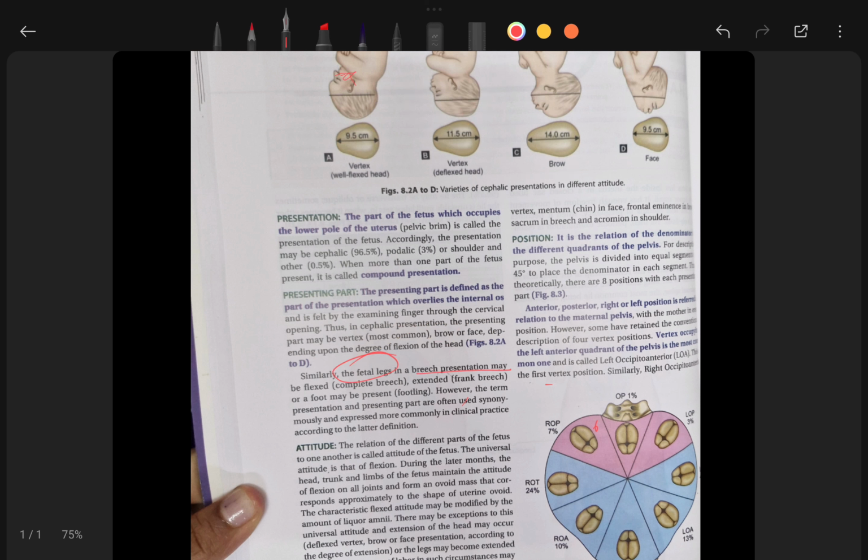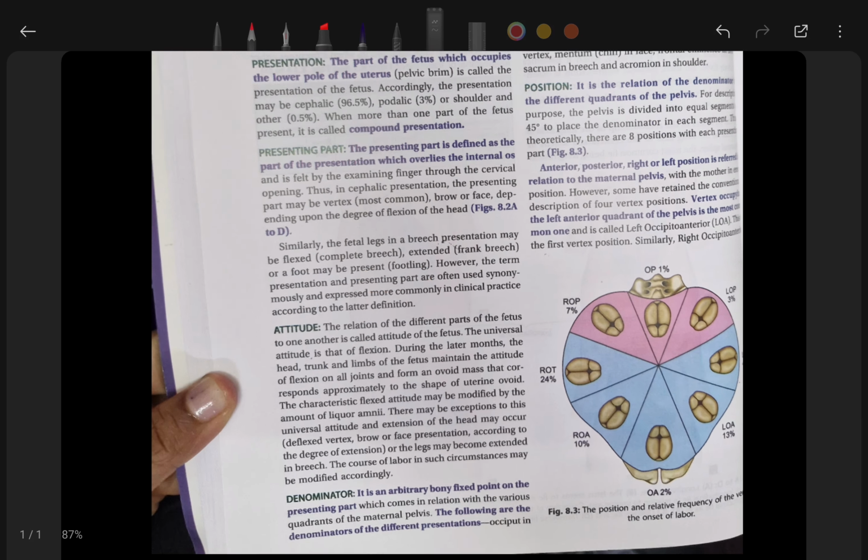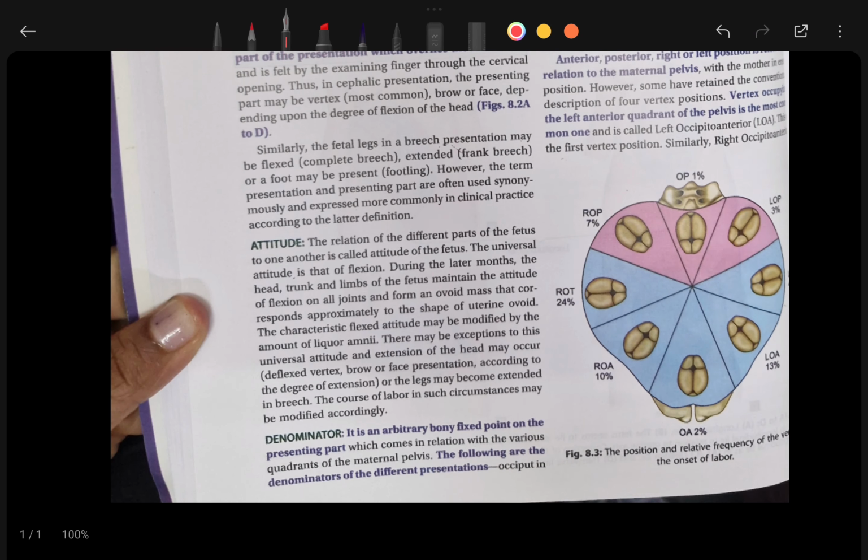Similarly, the fetal legs in breech presentation may be flexed completely in the complete breech, or extended, that is frank breech, or the foot may be presenting. That is known as footling. The foot may be the presenting part. That is known as footling. This is in breech presentation. However, the terms presentation and presenting part are often used synonymously, expressed more commonly in clinical practice according to the latter definition. So even though we say separately presentation and presenting part, they are used synonymously in our clinical practice.